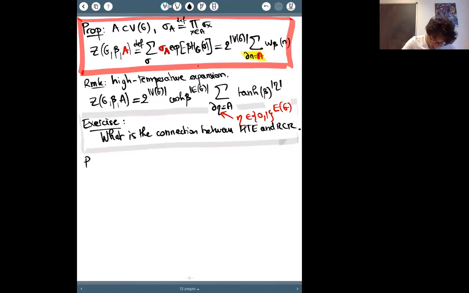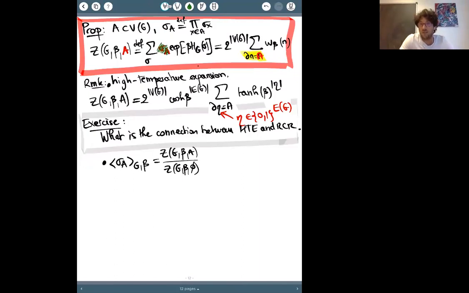Okay, so let's prove this proposition. Let me give you another remark, which is that if I want to look at the spin-spin correlations in the graph G, beta, this is by definition Z of G, beta, A divided by Z of G, beta, empty set. I mean, if you forget about sigma A, you get the partition function. And if you want the average of sigma A, you want to sum sigma A against the exponential term. So this is exactly equal to that. And therefore, when you write it using the proposition, you end up with the sum of W beta of N on currents with sources A divided by the sum on sourceless currents of W beta of N.